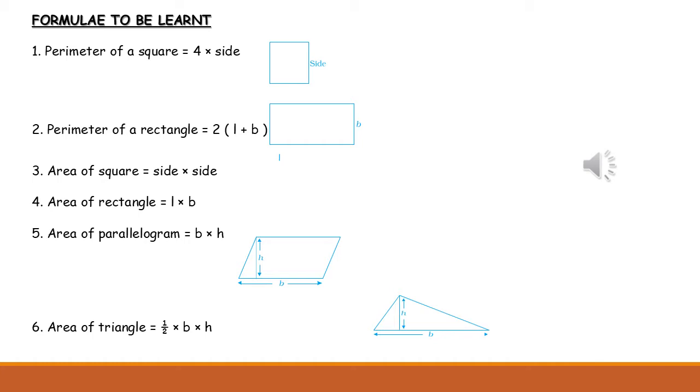Similarly, area of a square is the space enclosed within a square. So it will be side into side. Area of a rectangle is length into breadth.